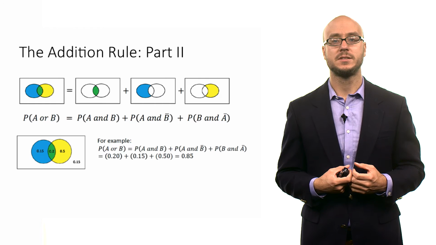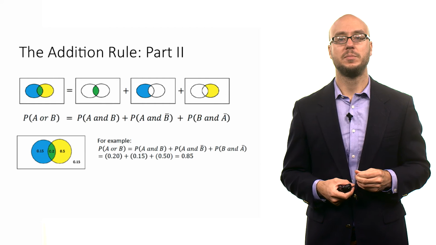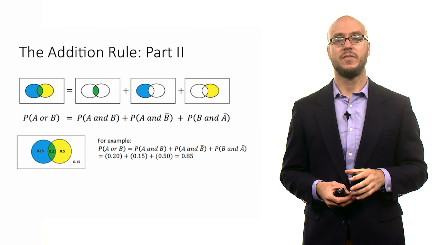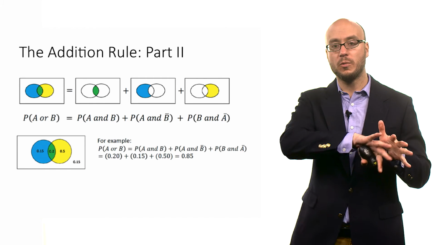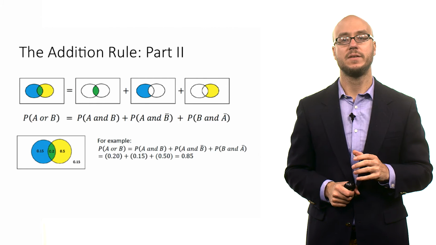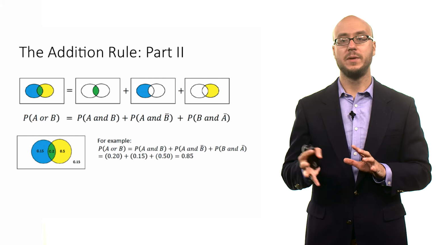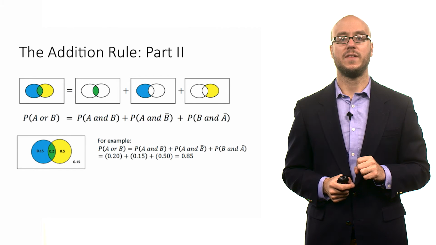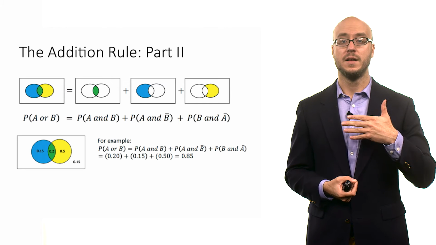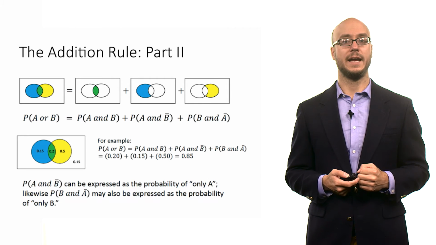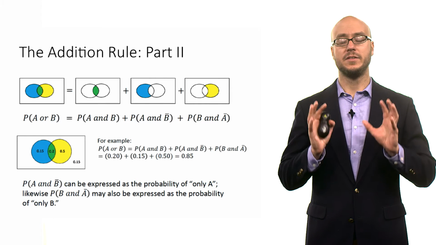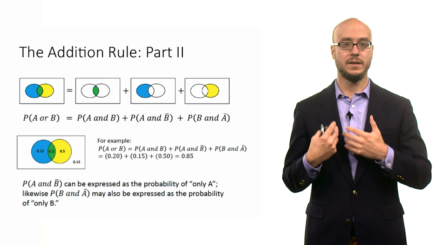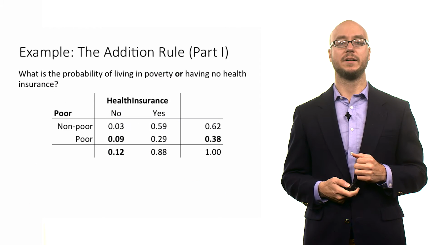So here's a similar example. Suppose the probability of A and B, that joint probability, is 0.2. The probability of only A, it's only the blue part without that intersection, is 0.15. And the probability of only B, that sort of yellow area ignoring the intersection, is 0.5. And so the overall probability of A or B is 0.85. Again, the addition rule is very useful for calculating the probability of at least one event occurring.